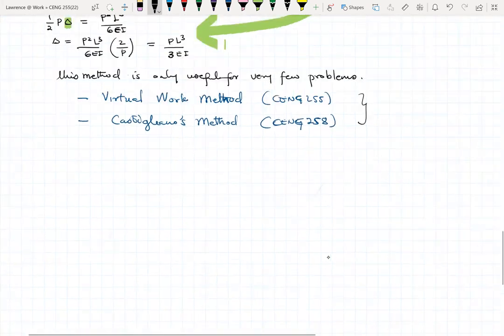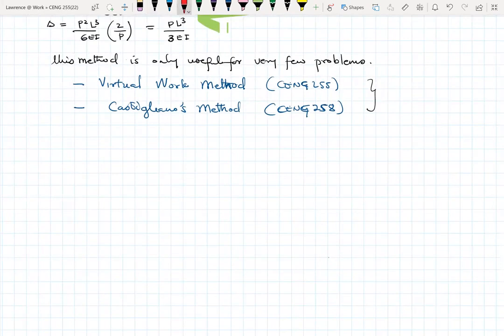So let's look at the principle of virtual work. Or the virtual work method. It doesn't really matter. It's also called the unit load method. So if you see some books, they might just say unit load method.